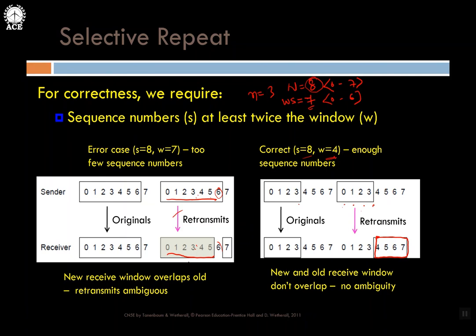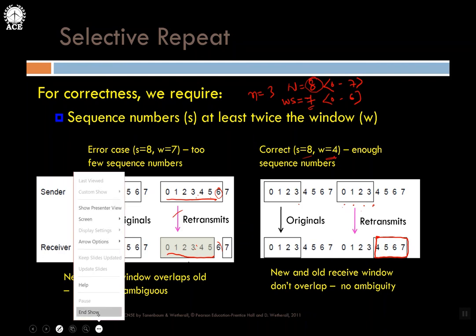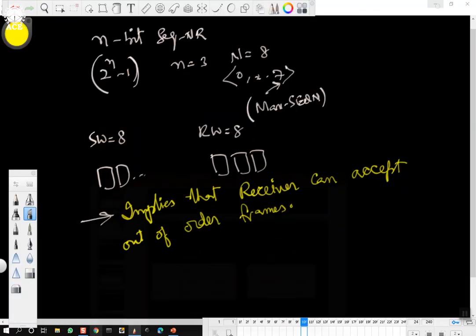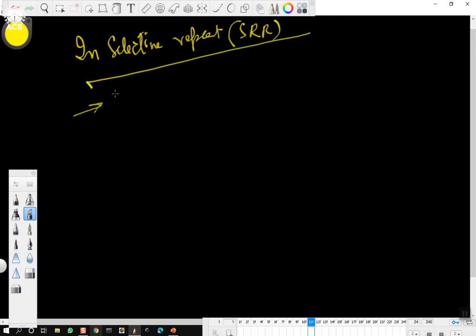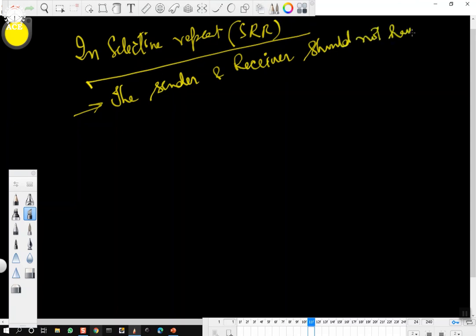So therefore, what is the simple point? In selective repeat, SRP, the sender and receiver windows should not overlap after sliding, not before.